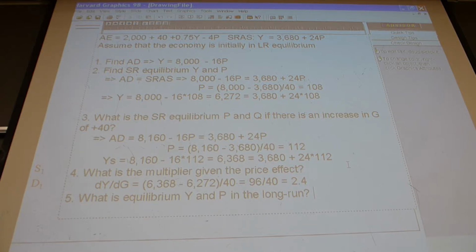2002.4 minus 0.75 minus 4? No, you're being too sophisticated. It's much easier than that. Let's go look at our diagram.